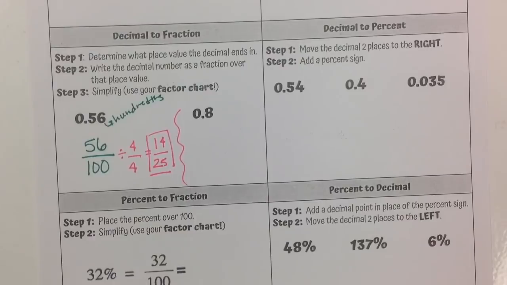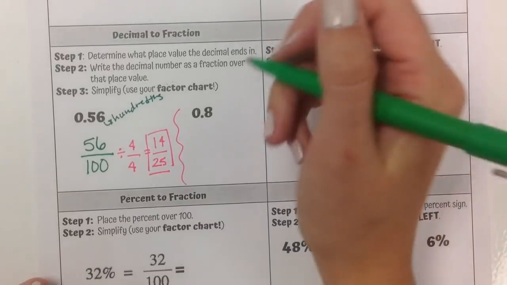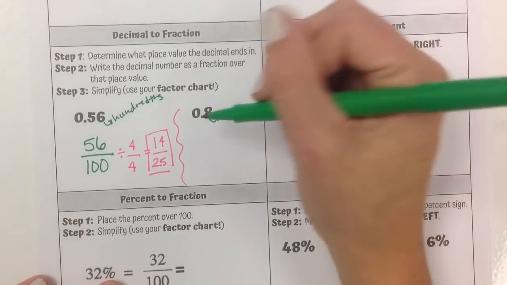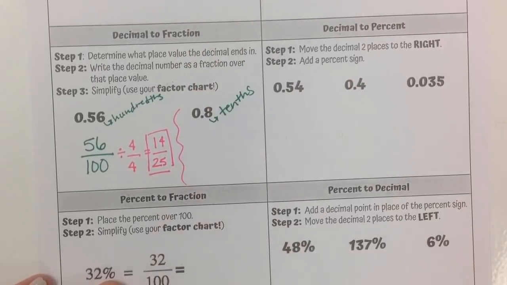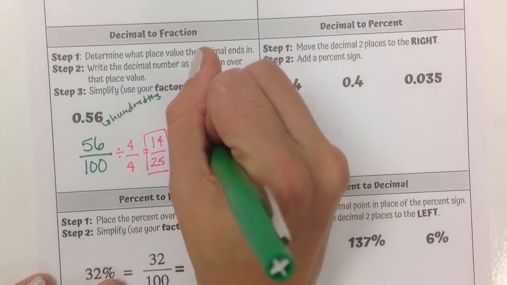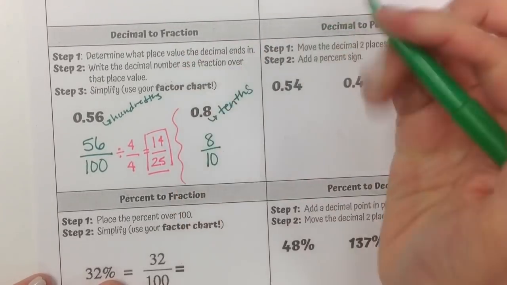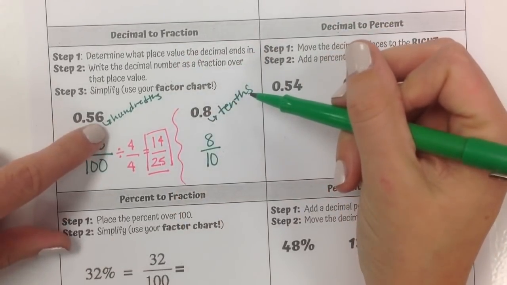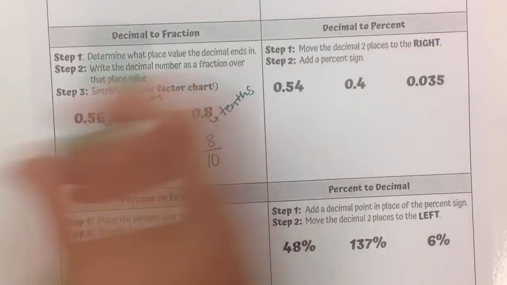Okay, let's look at one more example here, because now we have a different looking decimal. We look again, what place value does it end in? This is the tenths place. So that means now I'm going to write it as a fraction, 8, not over 100 this time, but over 10, because it ends in the tenths place. So this one ended in the hundredths, over 100. This ended in the tenths, so it's over 10.